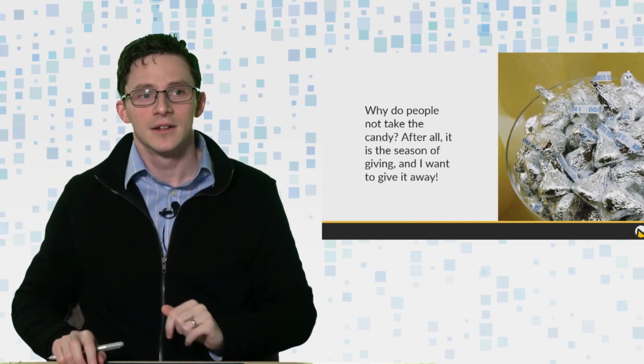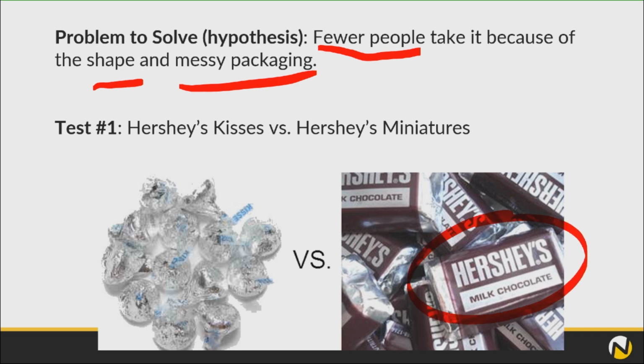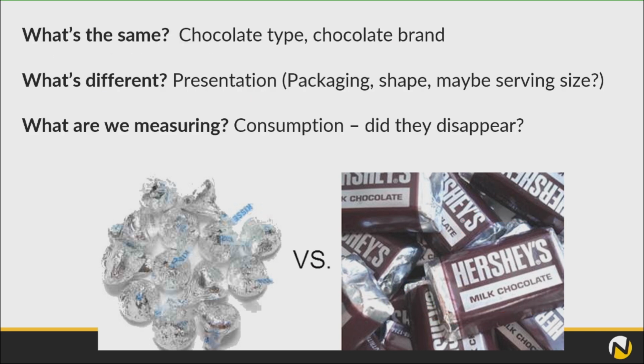So you know what I did? I decided to run a test. My hypothesis, the problem that I want to solve, is that fewer people take it because of the shape and messy packaging. So I said, I'm going to give them a very clean Hershey's miniatures. You've seen those before. They're about the same size, maybe a little bit more on this side, but it's about equal. The packaging is different, but I think that's what's going to solve the problem. I think because of this, it's cleaner, it's easier, and it's not really that messy. I think I'm going to be able to get more people to take the candy.